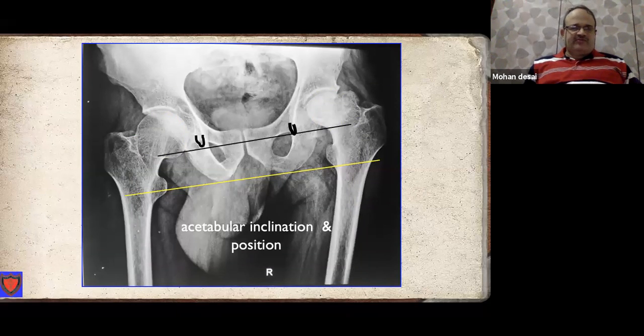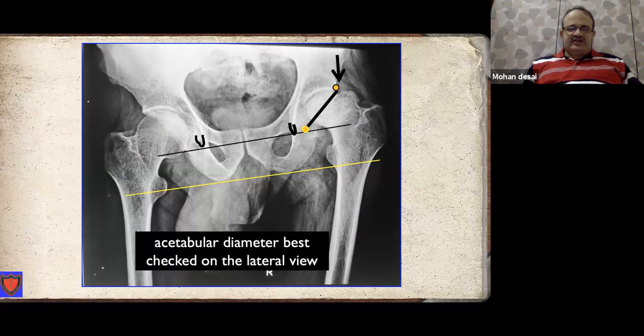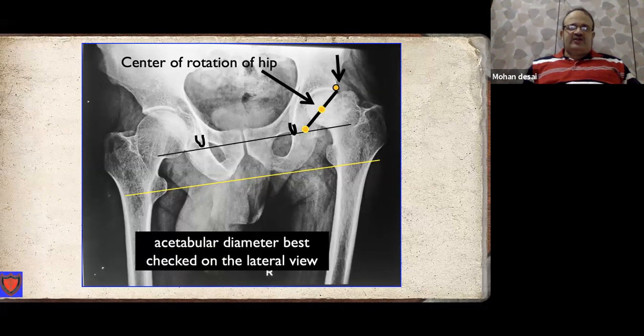Okay. Then acetabular inclination and position. So you draw an inter-teardrop line, and you take a point 0.5 centimeter away from it. You take a point on the top of the acetabulum, and join these 2 points. This will represent the position of the acetabular cup, and the diameter of this will represent the cup size. Okay, this is a rough guide, because the true size of the acetabulum can best be measured on the lateral X-ray. And the center of this will represent the center of the hip which you are going to replace. So that is the center of rotation of the hip.